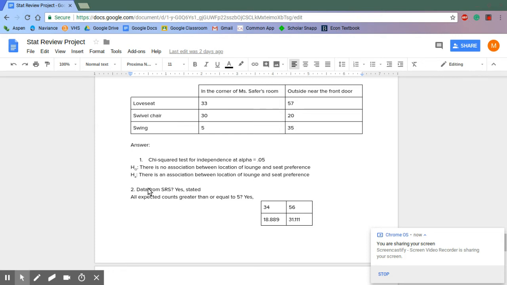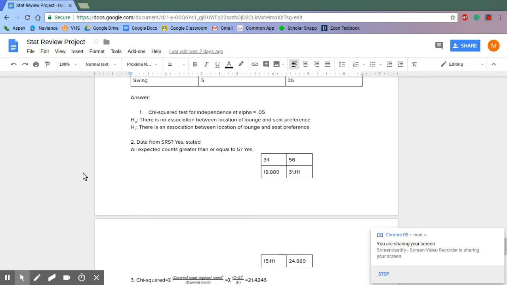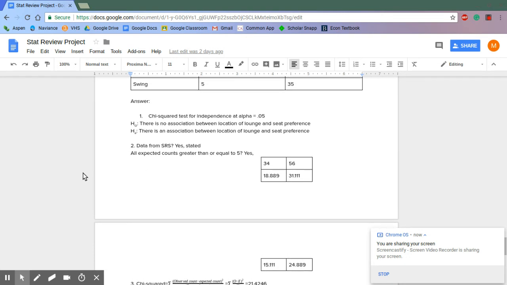The 2 conditions are, is it from a random sample? And yes, it says that in the problem. And secondly, are all the expected counts greater than or equal to 5? So you can run the test in our calculator, and I'll give you a matrix with all the expected counts. So you can just draw the matrix here, and here are all the numbers.